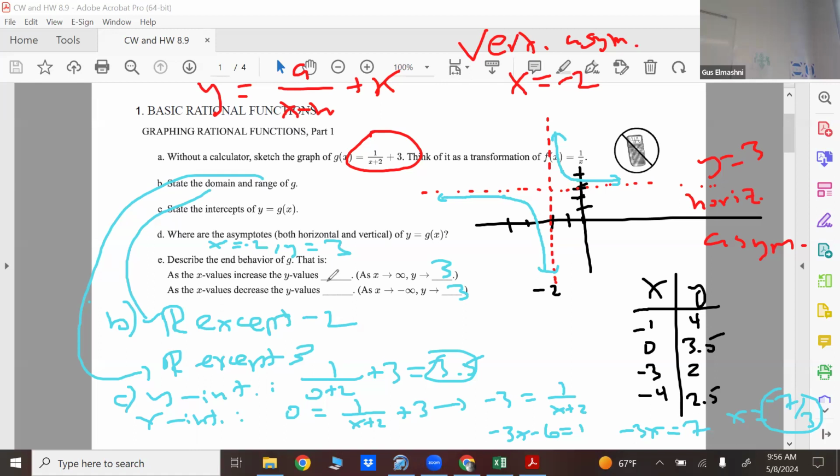So as X gets large, what's happened to Y? Is it leveling off? Yeah, towards 3. What's happening to Y as X goes towards the left? Is it leveling off towards 3? Yeah, it's leveling off. Totally, 100% it is. As it should be, because you have +3 at the end.